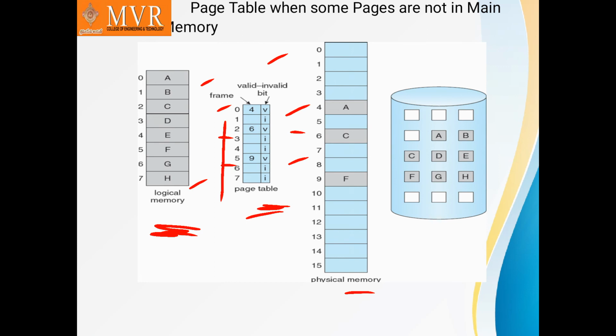Okay, and there is a physical memory, clearly observed here. In this physical memory, we will map using the logical memory and page table. How it will be mapped, see here, frame 4 has page 0, which means whatever data page 0 has will be placed there.